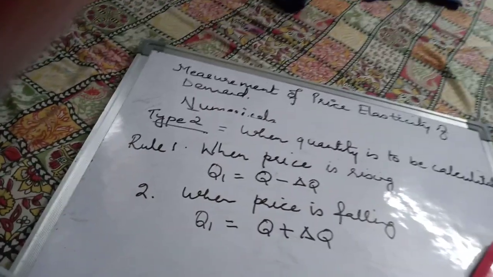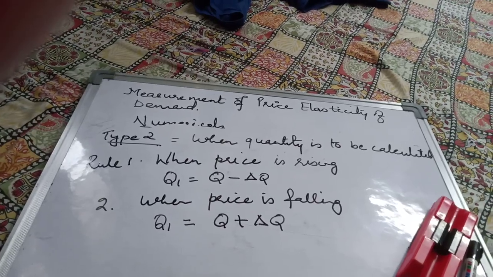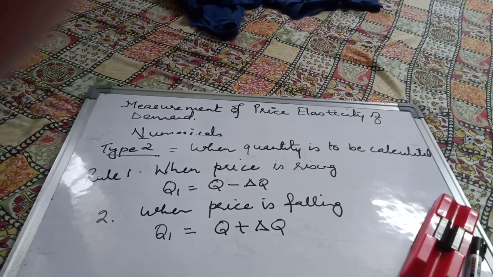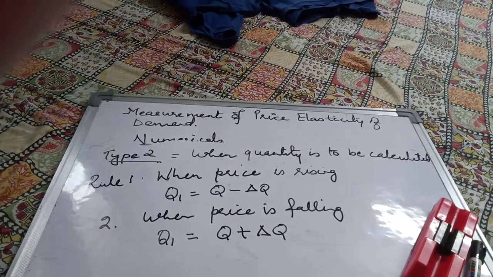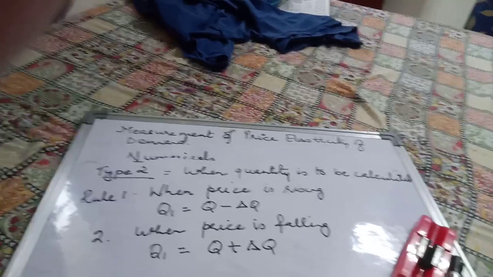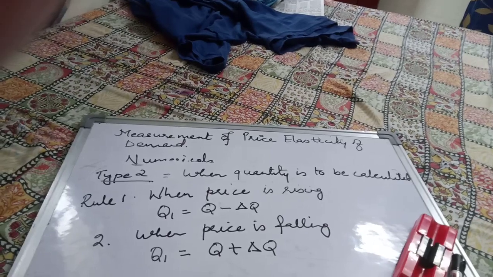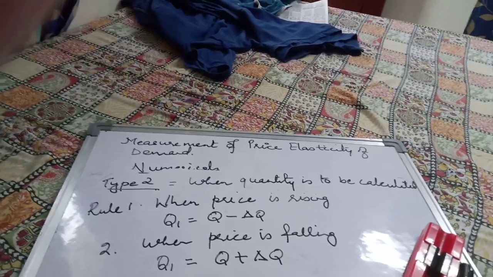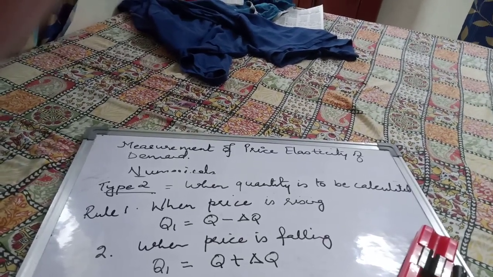Just carefully write this question. The coefficient of price elasticity of demand for a commodity is minus 0.5. You're going to ignore this minus sign. I'll tell you later what it means. Minus 0.5. When its price is rupees 10, its quantity demanded is 40 units. When its price falls to rupees 6, what will be its demand?